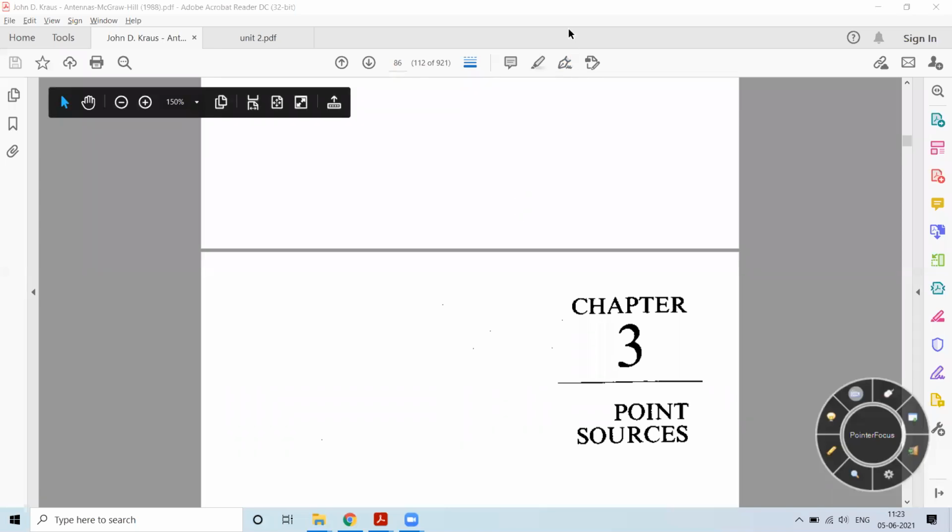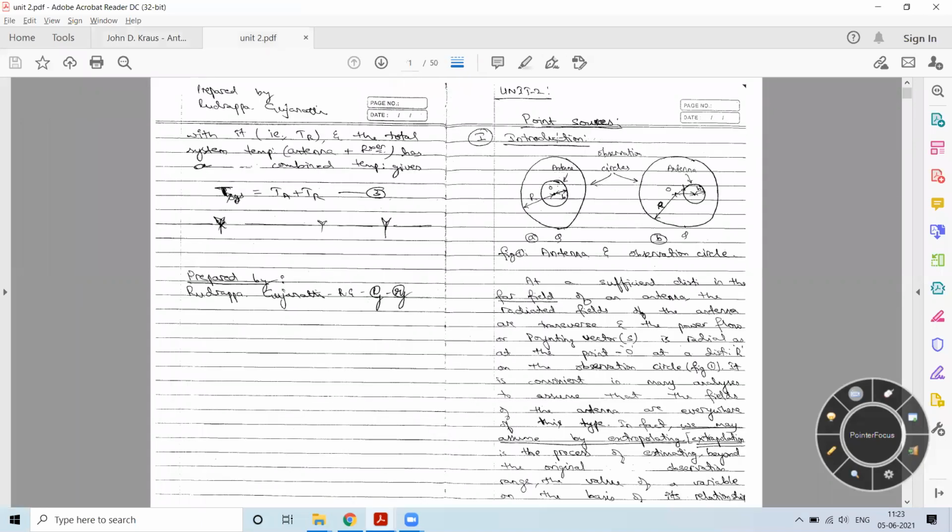So, in the previous session, we started off our discussion pertaining to point sources. In this case, we discussed what a point source is and how we can make observations with respect to the radiation which is being emitted. There are two methods, that is what we discussed.